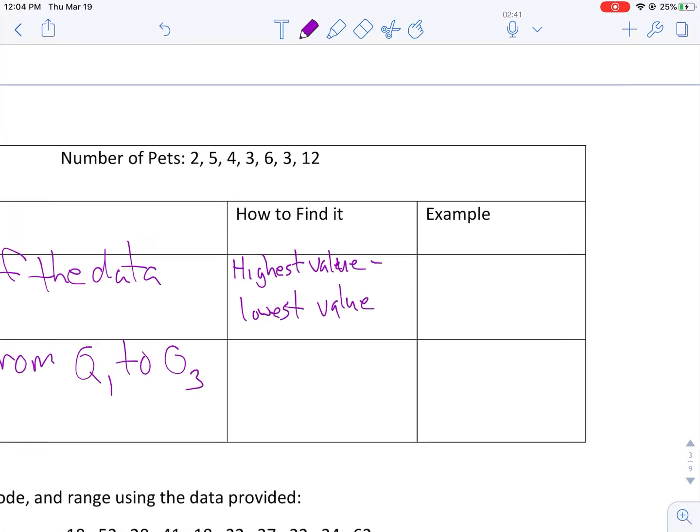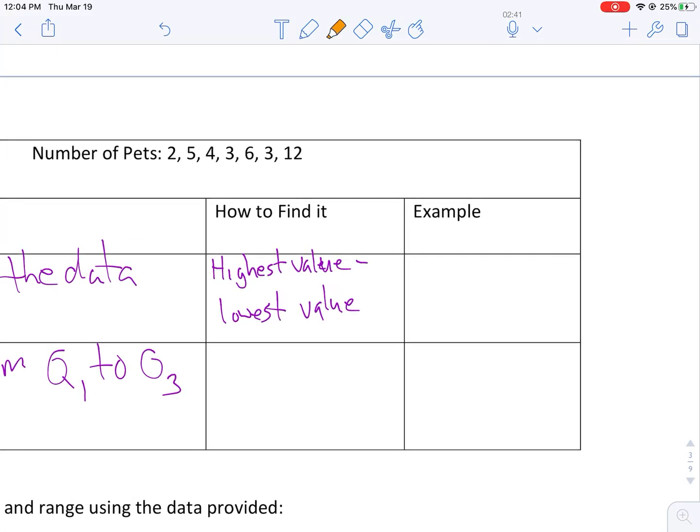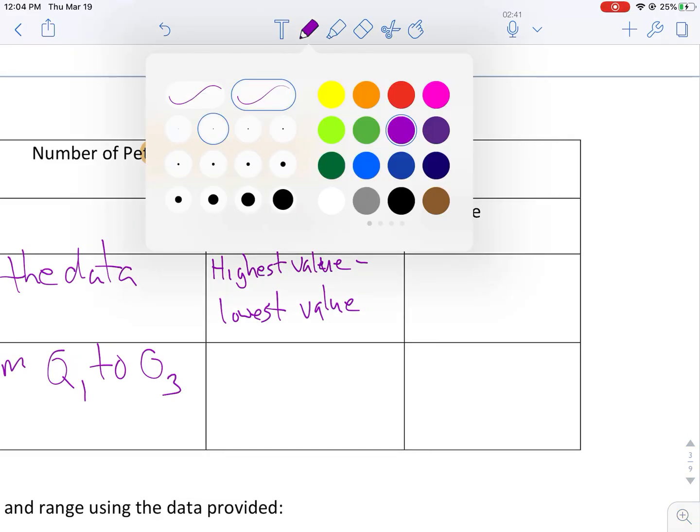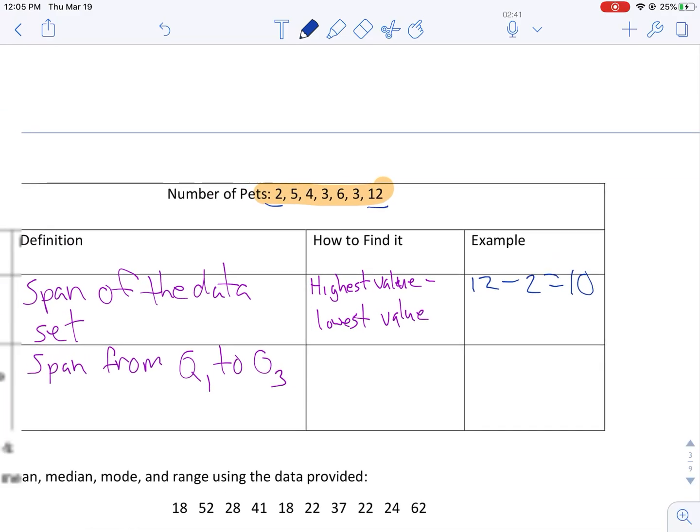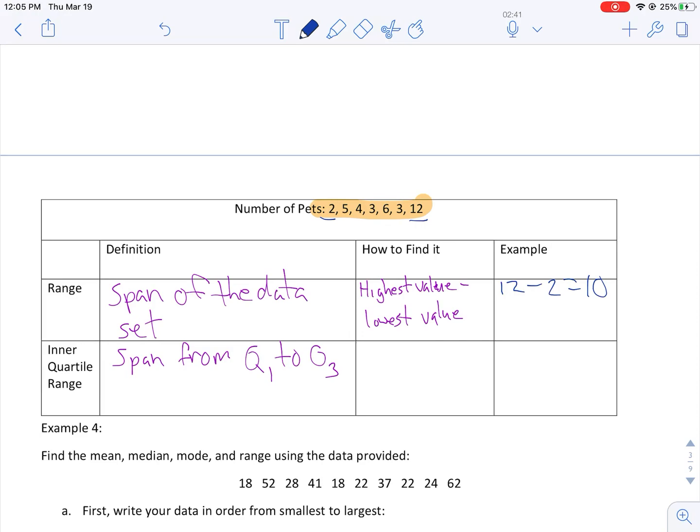Pretty easy. So in this example, here's my data set here. The highest value in this is 12. All right. The lowest value here is 2. So basically 12 minus 2, that's going to be 10. All right. The explanation from Q1 with the interquartile range and how to find it.